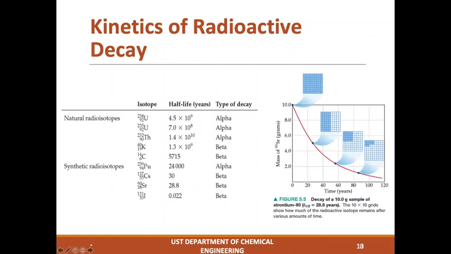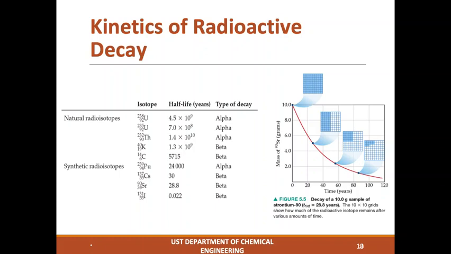Because radioactive decay is exponential, it is typically measured in terms of half-life. This is the amount of time it takes for half of the mass to be lost. The right-hand image is a graphical representation of the decay of strontium-90 with a half-life of 28.8 years.